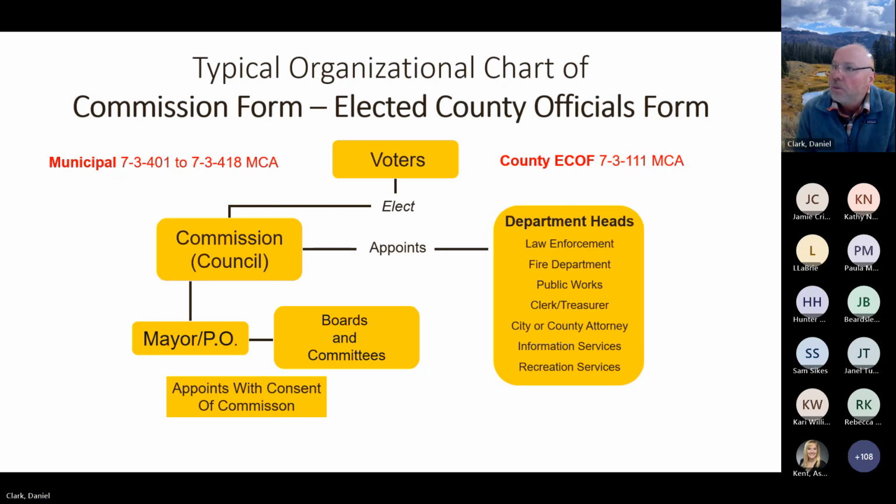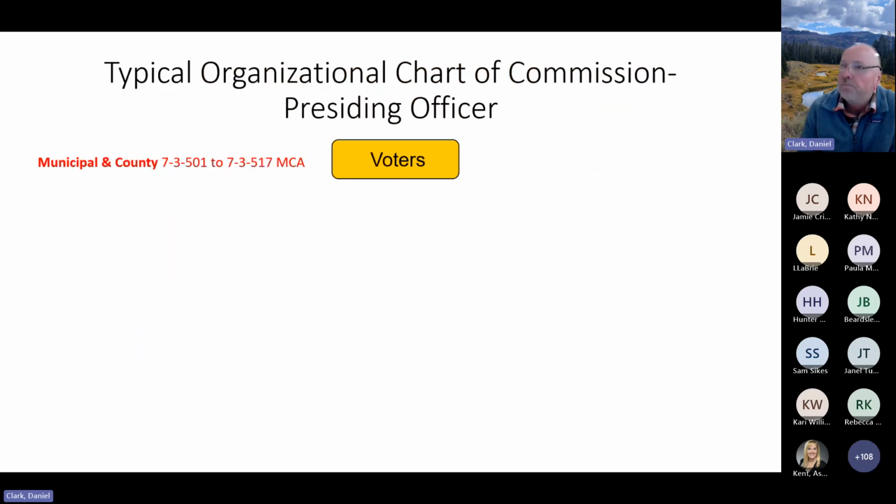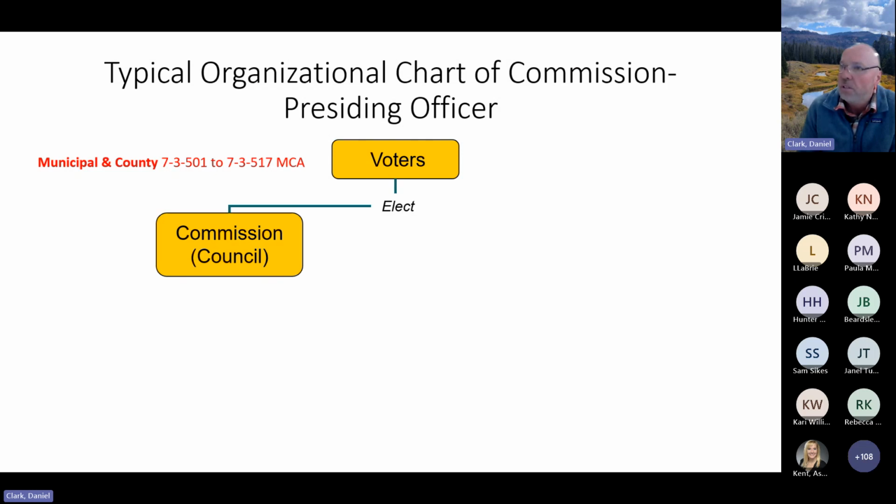The commission form, if you adopt something different than the elected county officials form, you need to adopt the commission form of government. So it's a little nuanced. We can talk about that more in detail when it becomes an issue, but you need to shift from the ECOF to the commission form of government and make the change. Here's the commission presiding officer form of government.